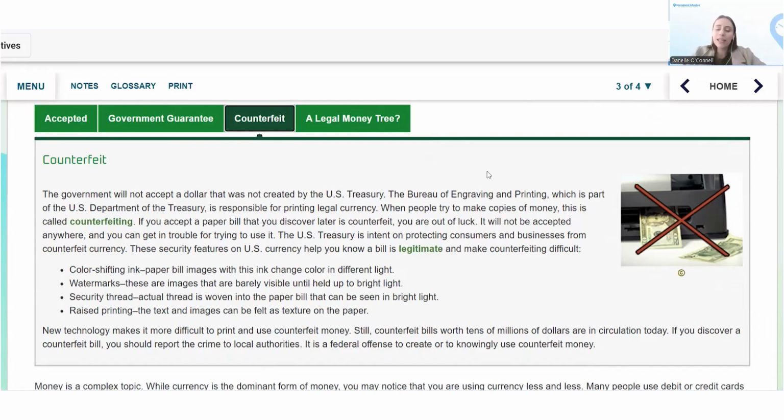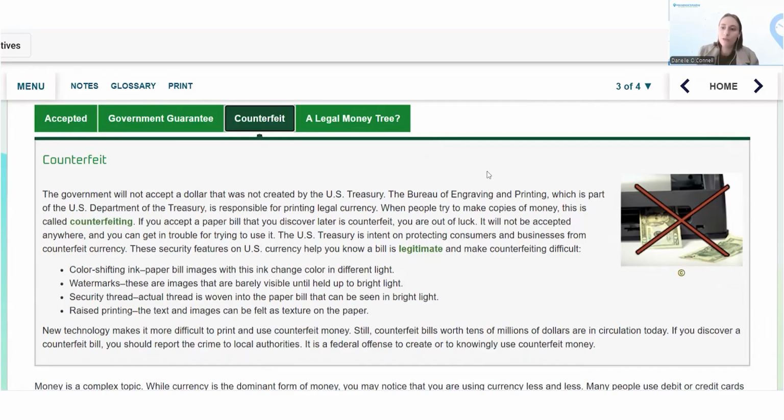Now, the Treasury is intent on protecting consumers and businesses from said counterfeit currency. And they make sure that everybody is aware what a legitimate bill is, to make counterfeiting more difficult for people.